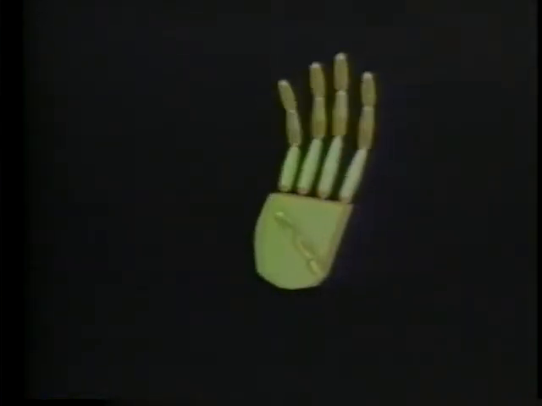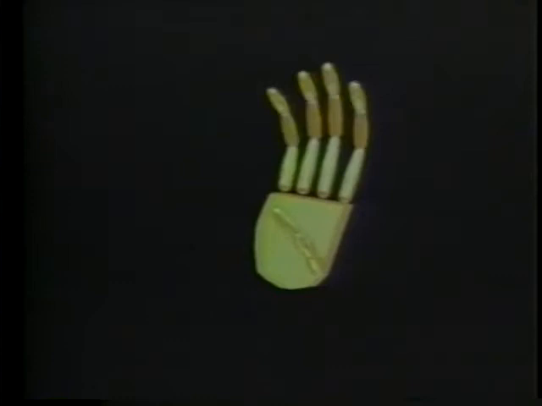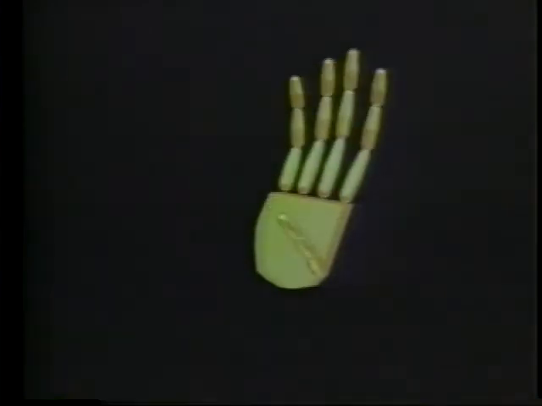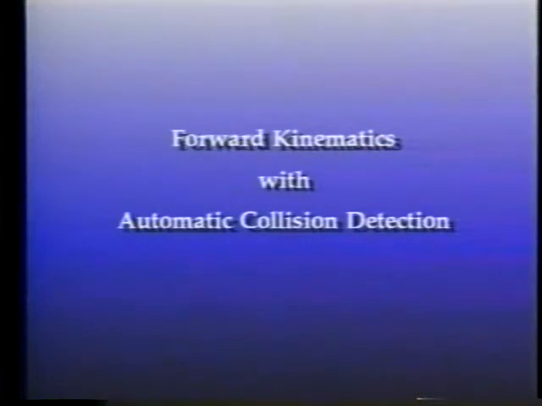We use forward kinematics to program the grasping motion of a human-like hand. Next, we add collision detection. Now the hand can be directed to grasp convex polyhedra of any reasonable size or shape.